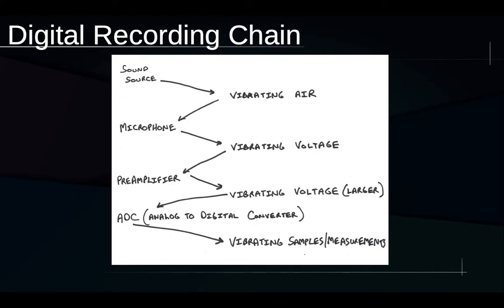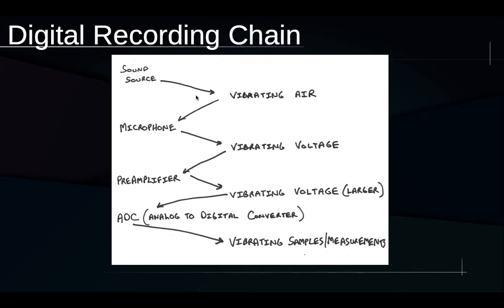So here's what a typical chain looks like when we use digital recording technologies. At, let's say, the beginning of the chain, we have some kind of sound source, could be someone talking, and the energy that they put into the air, the vibrations that they put into the air, travel through that distance as vibrating air, and let's say that they arrive at a microphone. And the microphone transduces all of that vibrating air into a vibrating voltage, a very tiny vibrating voltage. Could be a positive voltage, could be a negative voltage. And then it goes into a preamplifier and becomes a slightly larger vibrating voltage.